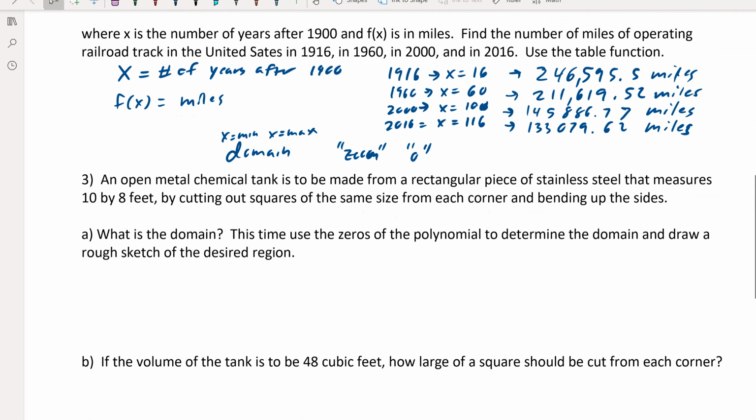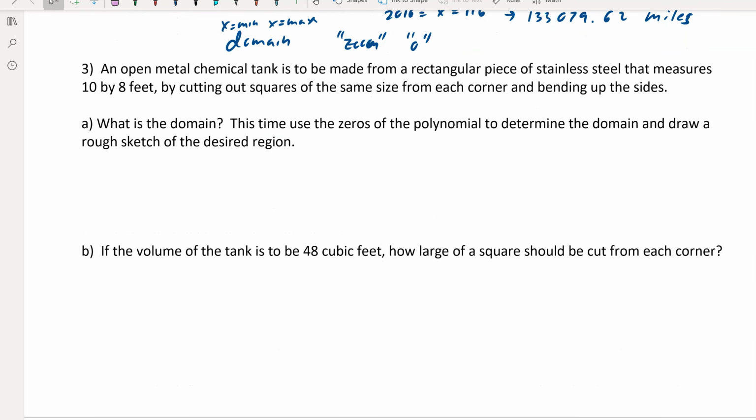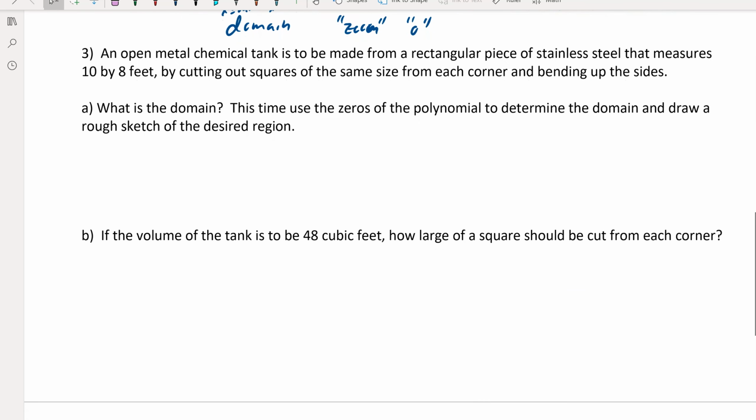Okay. Last one that we have here, an open metal chemical tank is to be made from a rectangular piece of stainless steel that measures 10 feet by 8 feet by cutting out squares of the same size from each corner and bending up the sides. Sound familiar? So we have some rectangle, and we're going to take and cut out the corners. We're going to call that x, and x. Remember, this is the same problem we did. This is the box problem, but this time we're going to be making that chemical tank again.